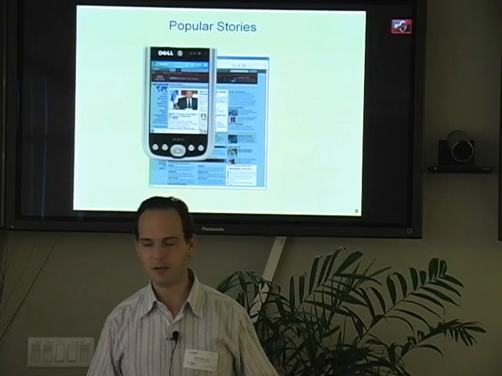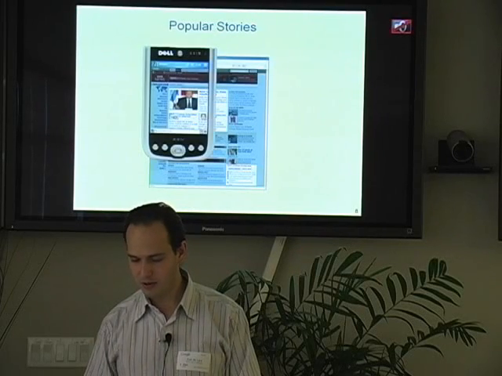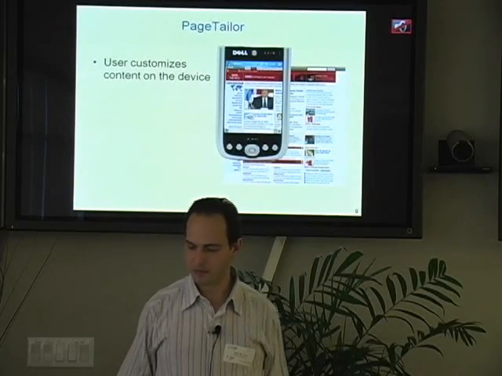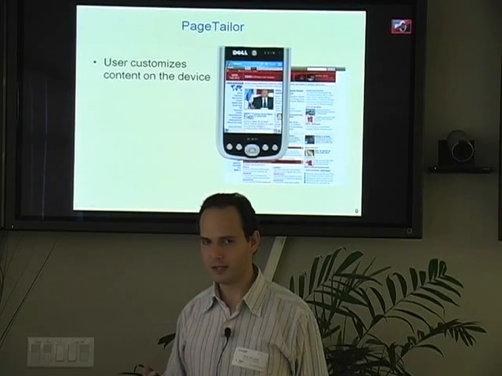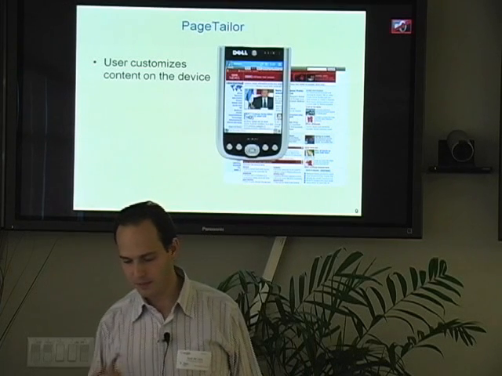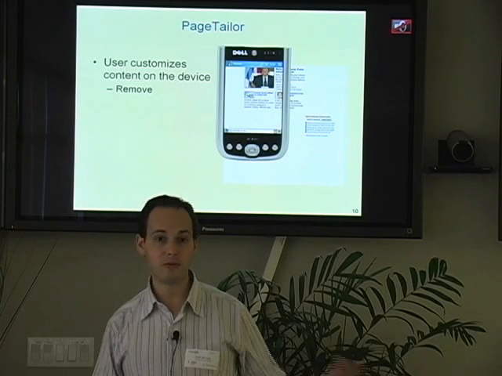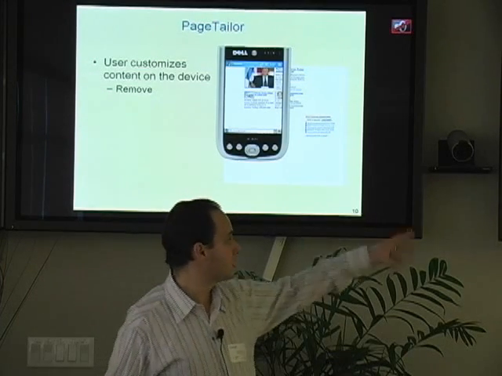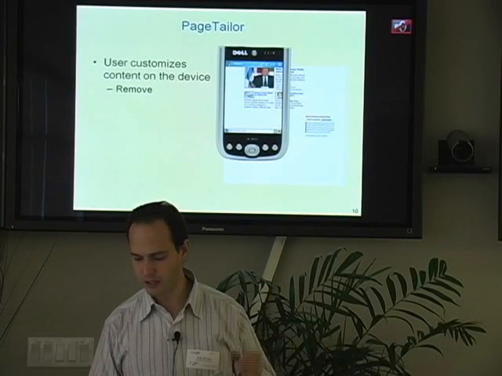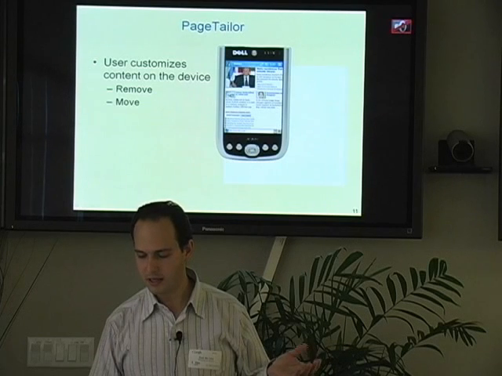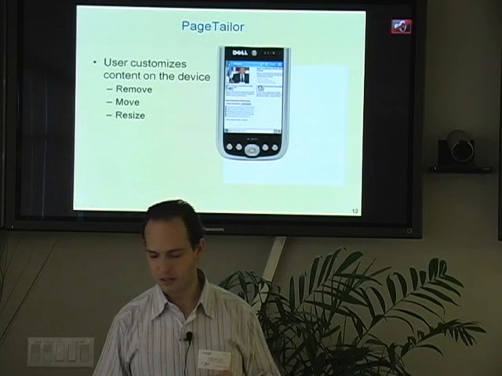It's extra effort that you have to do to accomplish your task, which is basically you want to read those things. So PageTailor is a program that runs on top of your browser that lets you customize on the device pages that you download. What it does is specifically let you remove elements. So if I'm only interested in those tidbits of the page, I can remove all the other portions I don't care about. I can move them around, relocate them, and resize them so that it's easy to read.